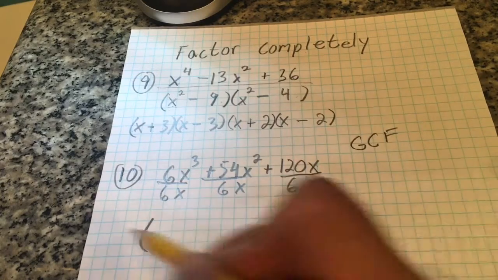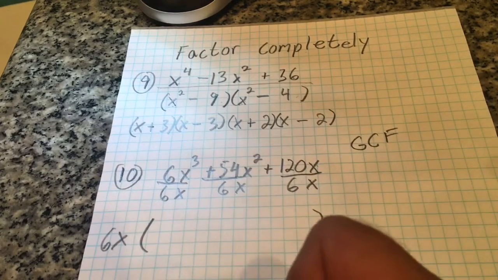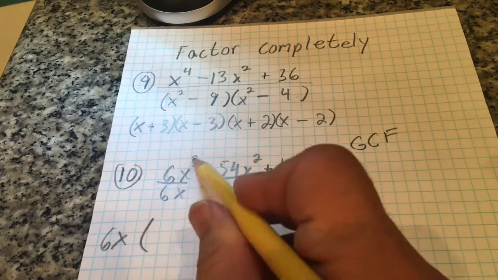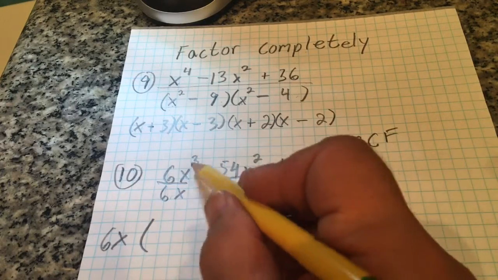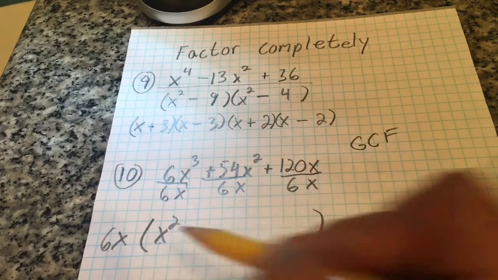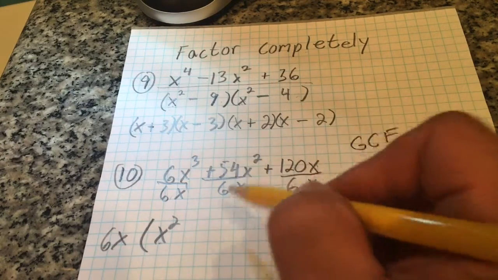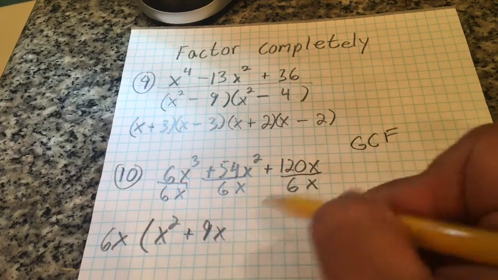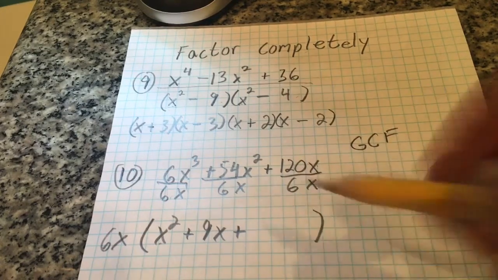Now what I'm going to do is throw that 6x out front, because that's one of the factors. Now 6x cubed divided by 6x, the 6's cancel out. I subtract exponents, that gives me x squared. So that's going to be a possible trinomial to the second power that I could factor. 54 divided by 6, I believe, is 9x plus, and 120 divided by 6.